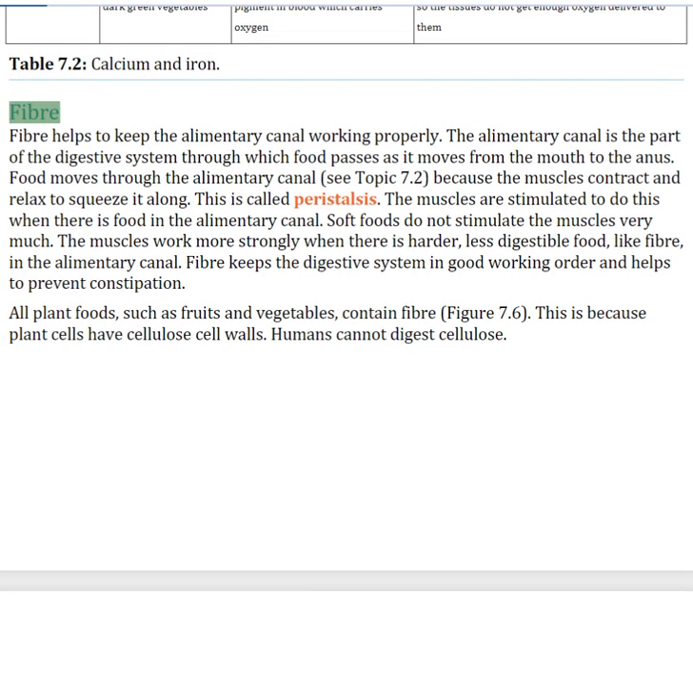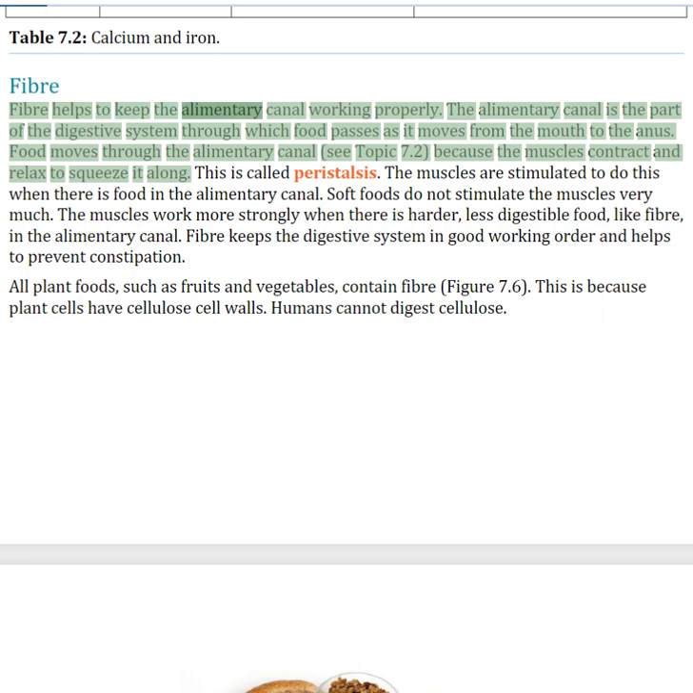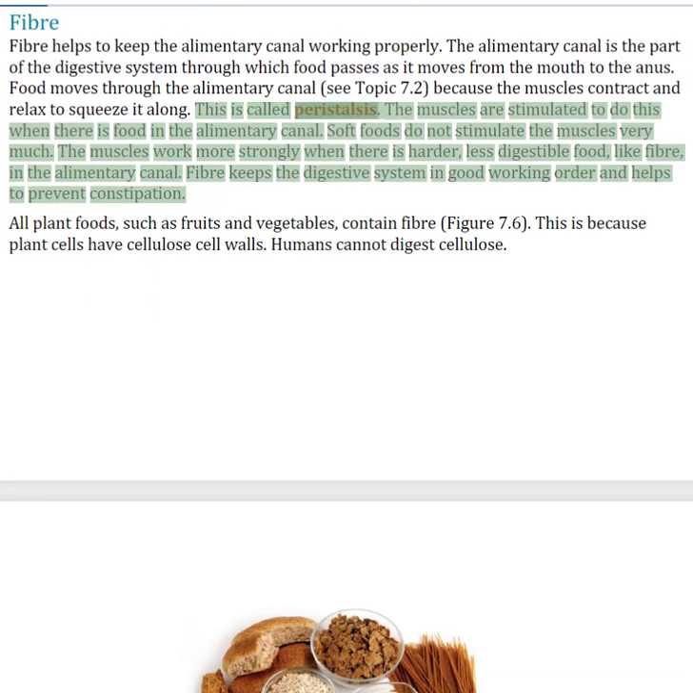Fiber. Fiber helps to keep the alimentary canal working properly. The alimentary canal is the part of the digestive system through which food passes, as it moves from the mouth to the anus. Food moves through the alimentary canal because the muscles contract and relax to squeeze it along. This is called peristalsis. The muscles are stimulated to do this when there is food in the alimentary canal.